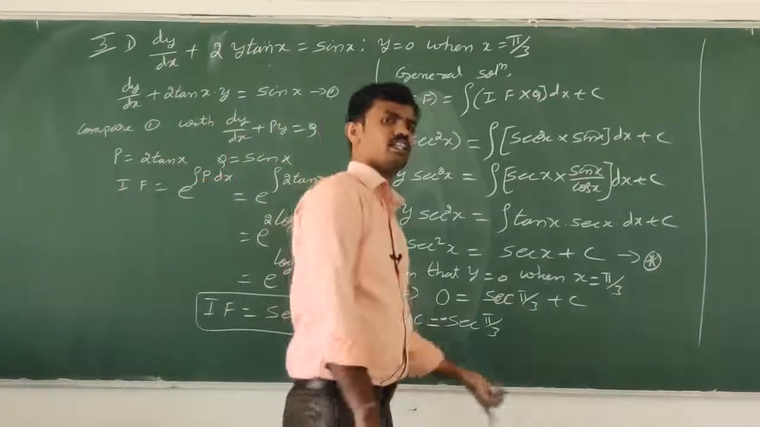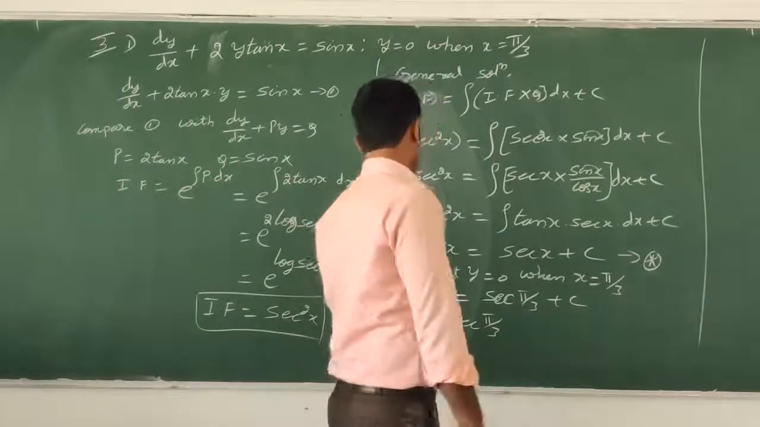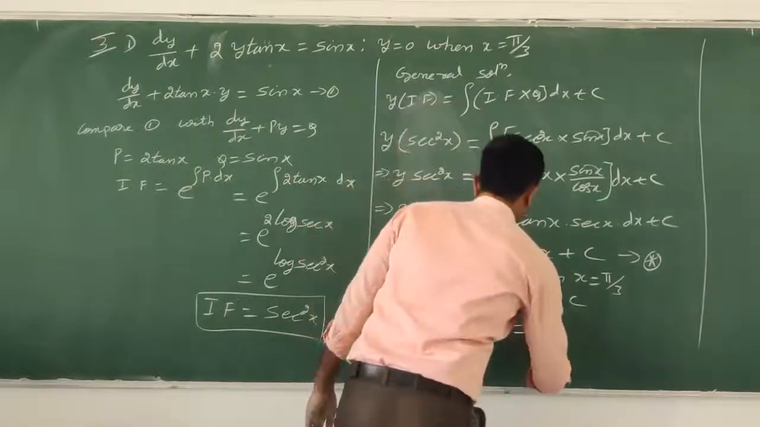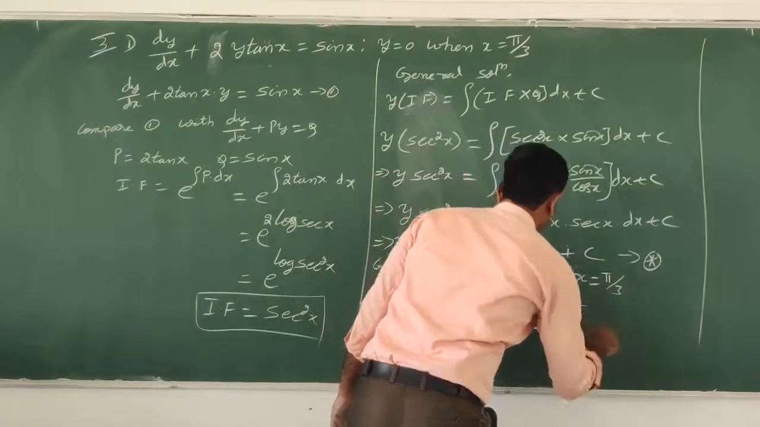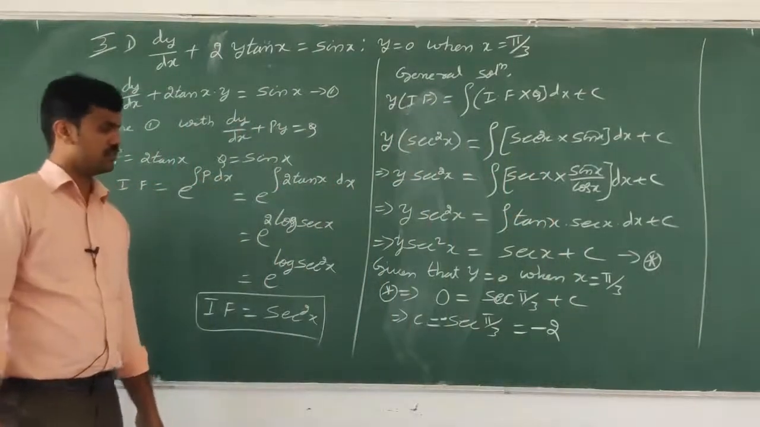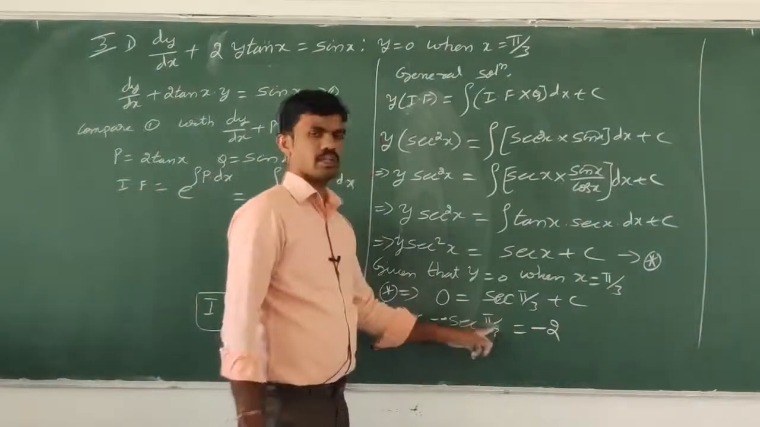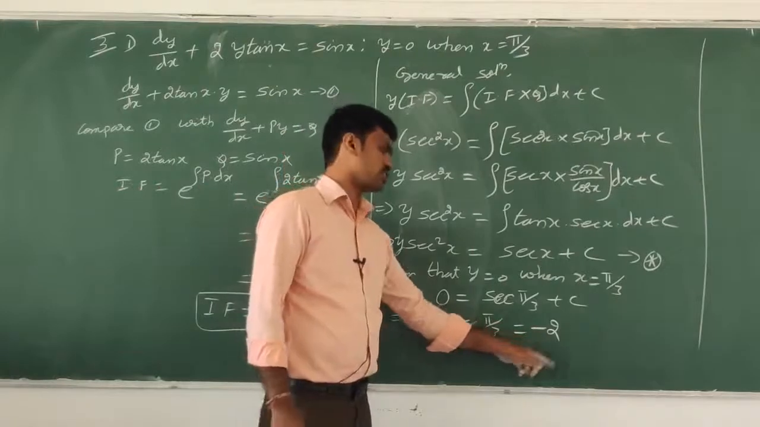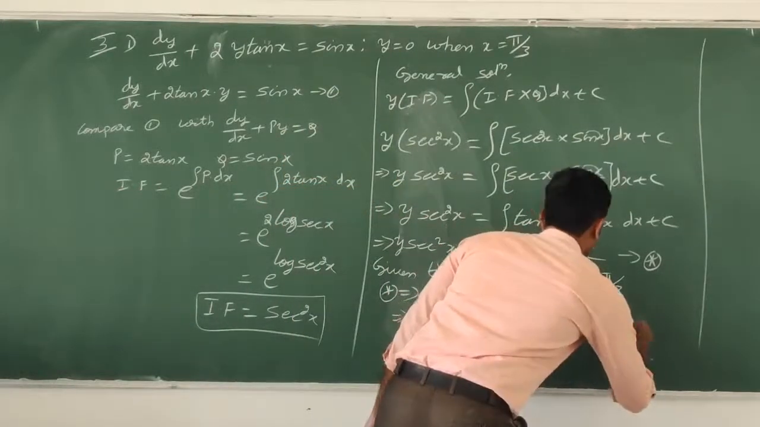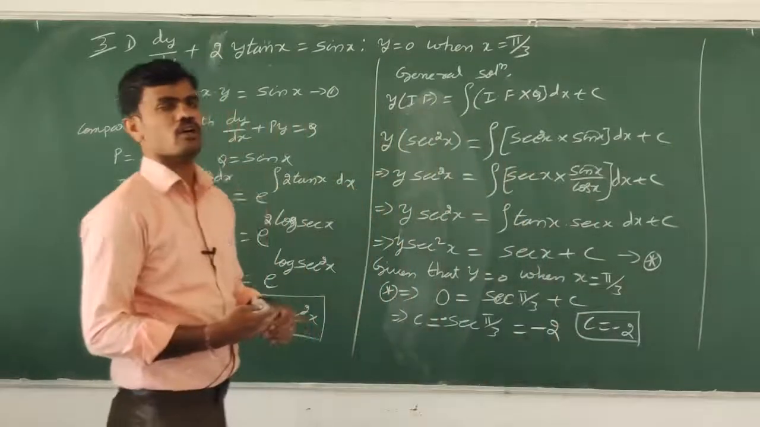Therefore secant pi by 3, secant 60, becomes 2, the reciprocal. The value of secant pi by 3 is 2, so minus secant pi by 3 becomes minus 2. That is the value of c is minus 2. Therefore we get c is equal to minus 2. So for the arbitrary constant you got a particular value, that is minus 2.